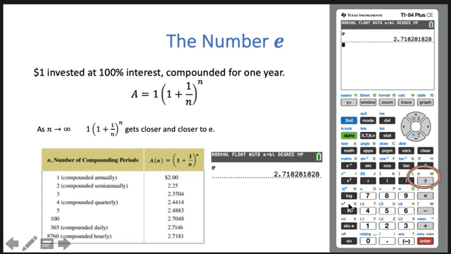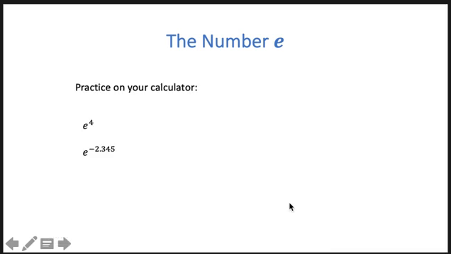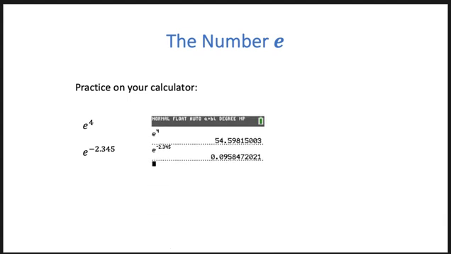But there's another e on your calculator. It's right here. It's above the ln button. And this is e to the x. I used e to the x in the next set of problems that I gave you. So in the next set of problems, I'm asking you to just practice plugging this into your calculator. Plugging in e to the fourth or plugging in e to the negative 2.345. And hopefully when you plug them in, you get these numbers. You can pause the screencast anytime you want to check to see that you've gotten these answers.